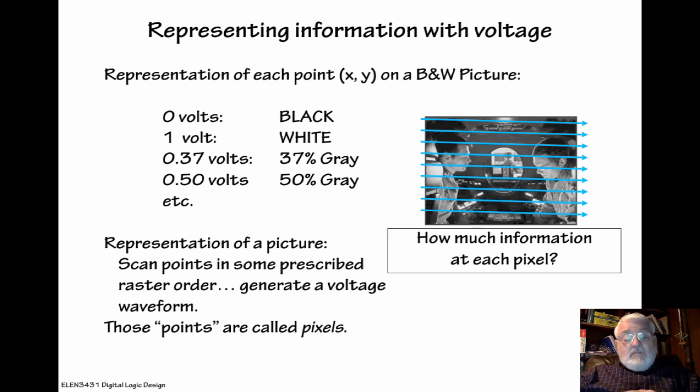Now, what are those points called? Well, you already know: pixels. Down there at the bottom. Those points are called pixels. Pixel means picture element. So if the pixel value at that point on the picture, on the screen or whatever, is equal to 0 volts, now we're representing a pixel by voltage. If it represents 0 volts, we're going to call that black. If it's 1 volt, we're going to call that white.